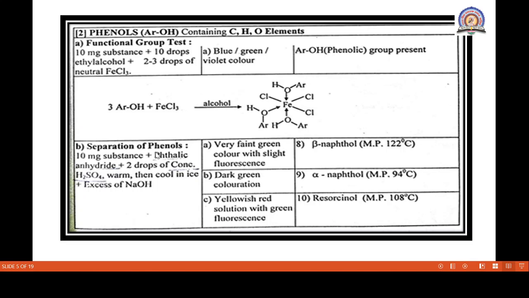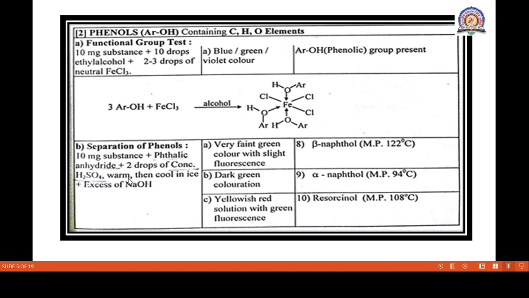How to separate the phenols? Once we conclude the phenolic group is present, then the next step is the separation. So in that, in a test tube, we take the substance, phthalic anhydride and 2 drops of concentrated H2SO4, and warm.